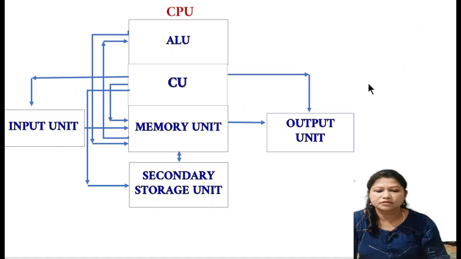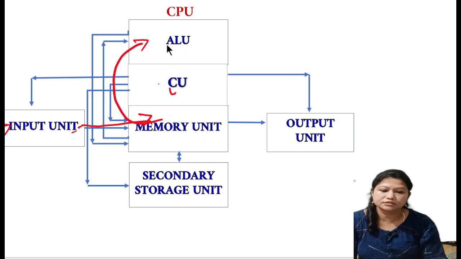Now we will see how the data flows among the components. See here, when we enter the data, the data comes to the input unit, that means to any of the input devices connected, and according to the instruction of the CU, from the input unit data goes to the memory unit. After an instruction comes from the CU, from the memory unit data goes to the ALU, and after the calculation or processing is done on the data in the ALU, data again comes to the memory unit.